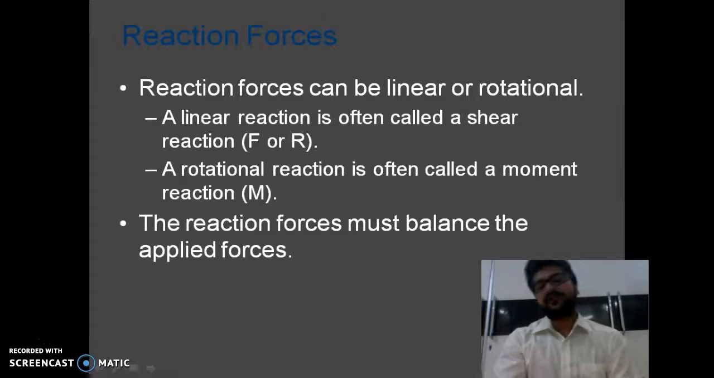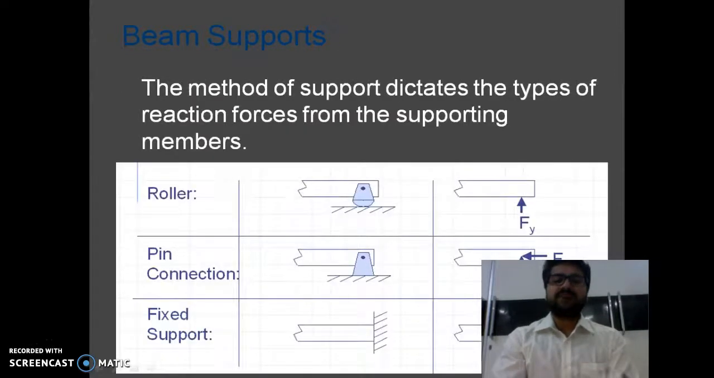So first I would like to tell you about the types of support that the beam rests over. There are basically three types of supports, as you can see: one is roller, one is pin connection, and the third is fixed support. In order to understand these three types of support, let me illustrate with a demo.